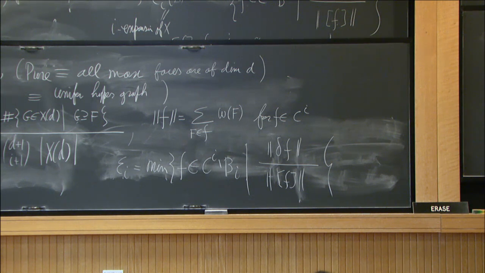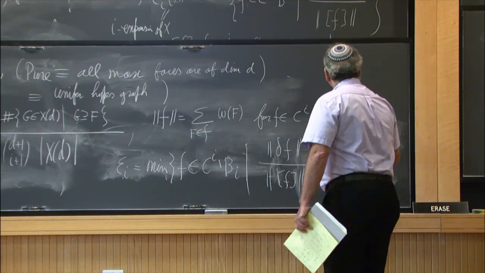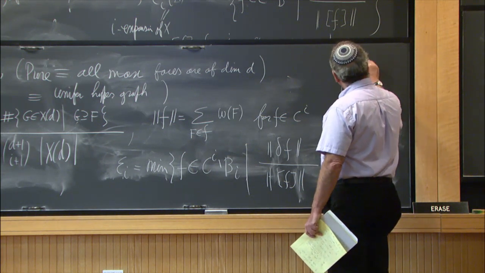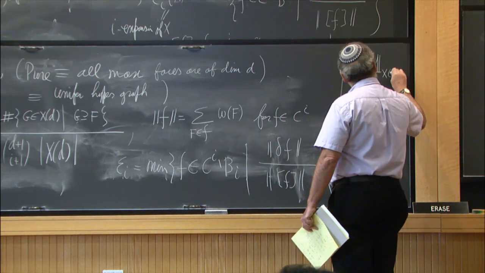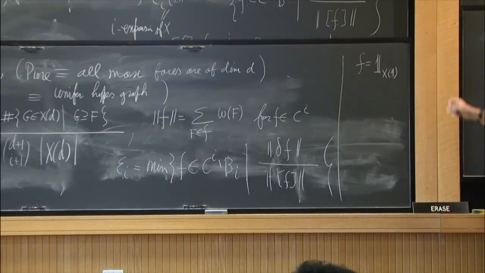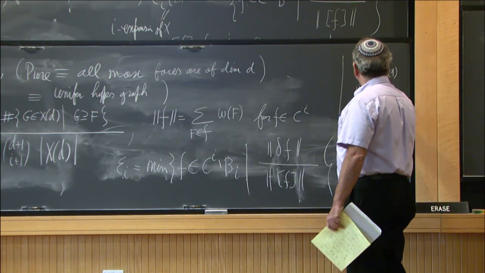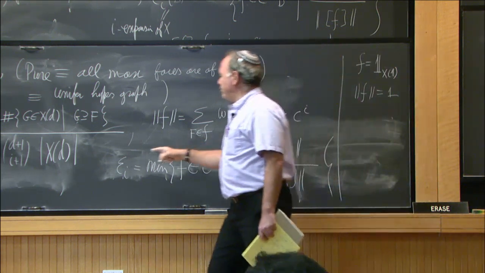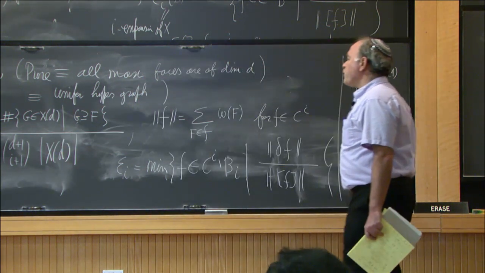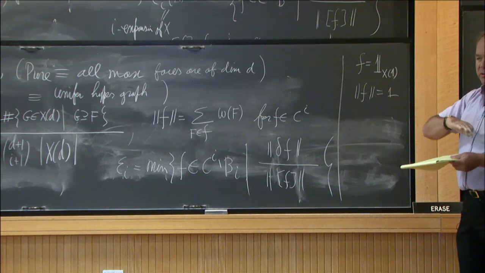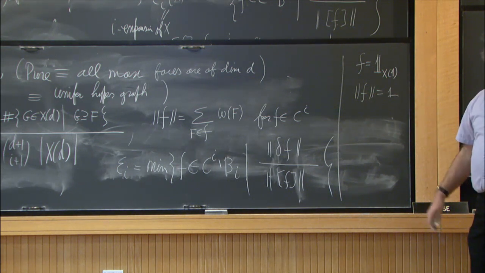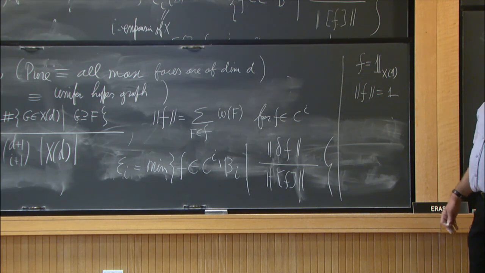And what you see, which is kind of helpful, is that if F is the characteristic function of all cells of X_i, then the norm of F is exactly one. This is the goal of this normalization. And so you can think of this W as a kind of probability measure on the space of i-cells. And it's kind of convenient.